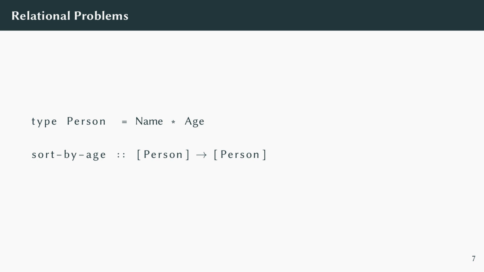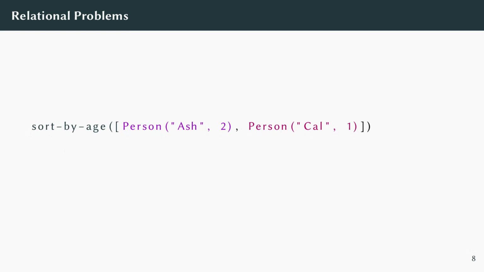For instance, consider the procedure sort by age, that's specified to consume a list of people, each with a name and an age, and produce that list sorted in ascending order by age. For particular inputs, like this one here, this procedure might seem like a function. On this input, with Ash age 2 and Cal age 1, the spec admits only one valid output, Cal, then Ash.